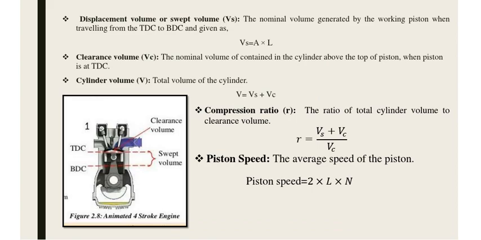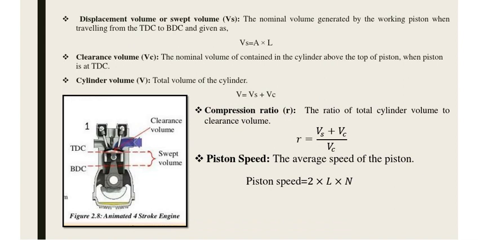Then my next term is displacement volume or the swept volume. It is defined as the nominal volume generated by the working piston when traveling from TDC to BDC, and it is given as Vs is equal to A into L, where A is the area of the piston and L is the stroke length.